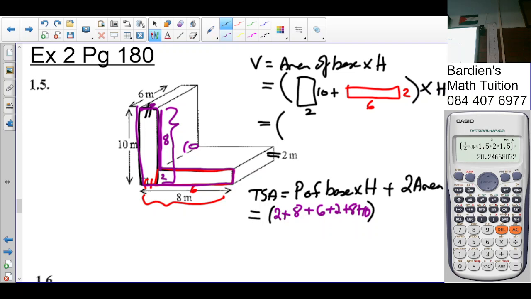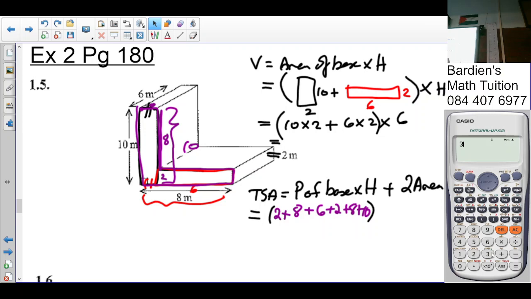Right, how do you calculate the area of a rectangle? 10 times breadth. So it's going to be 10 times 2 plus 6 times 2, times the height, which is 6. It's going to give you 32. 32 times 6, 192 centimeters cubed.